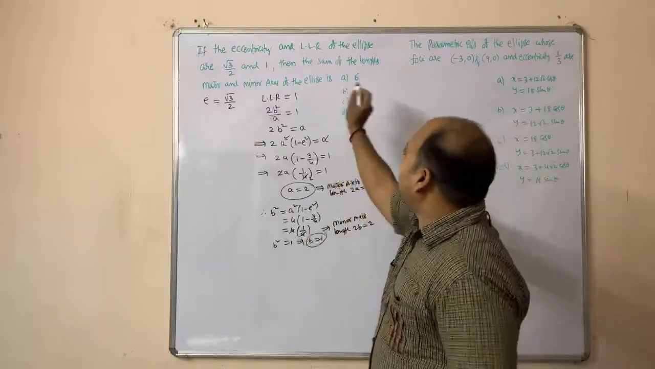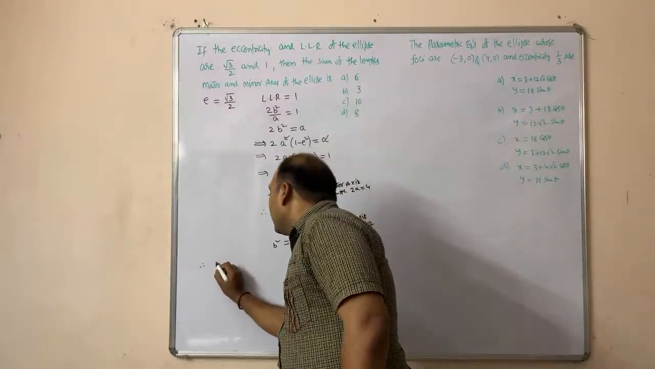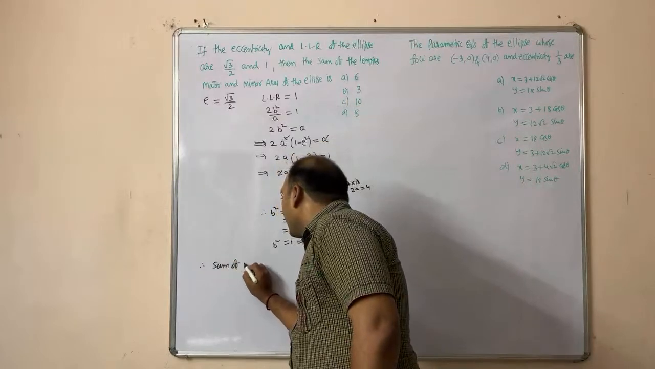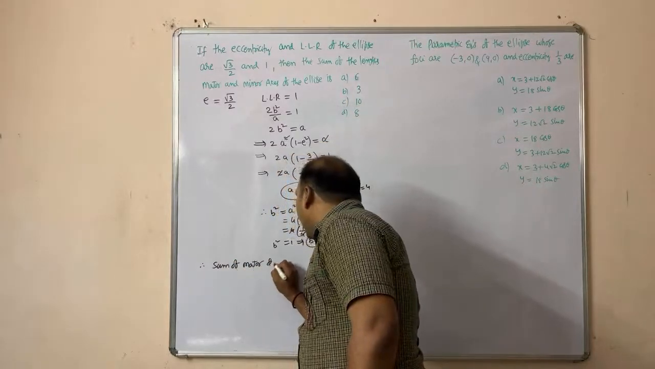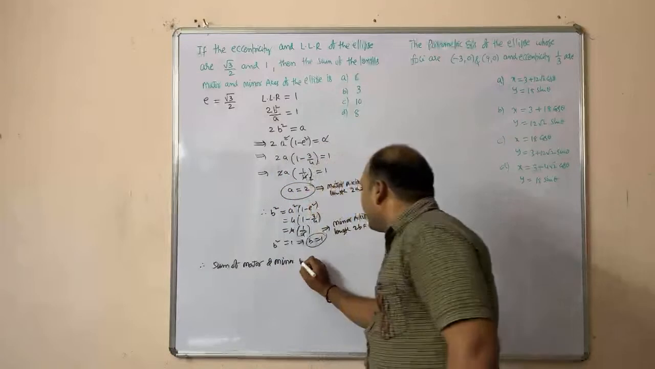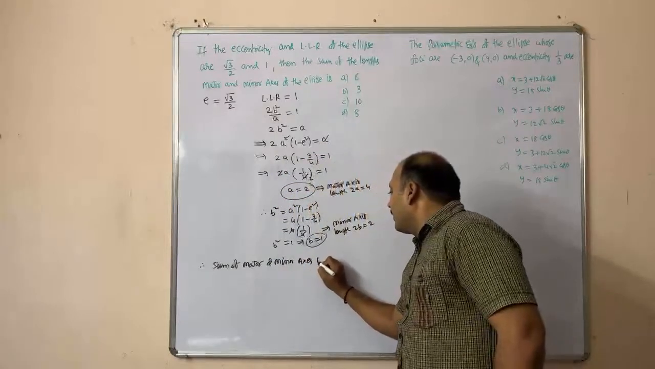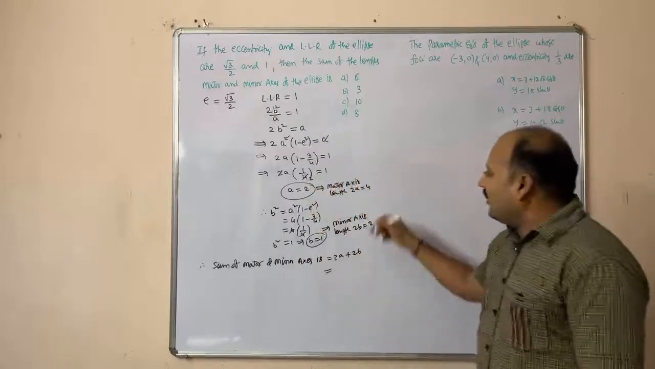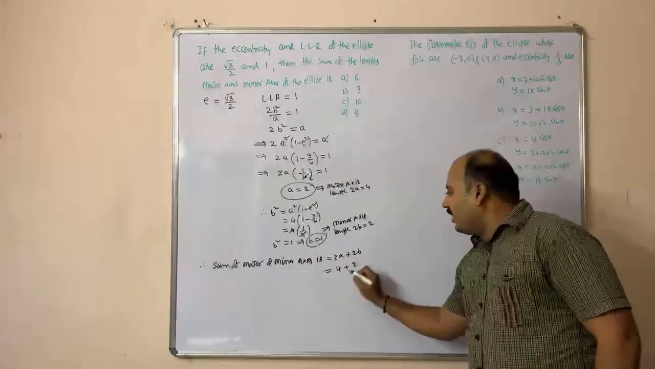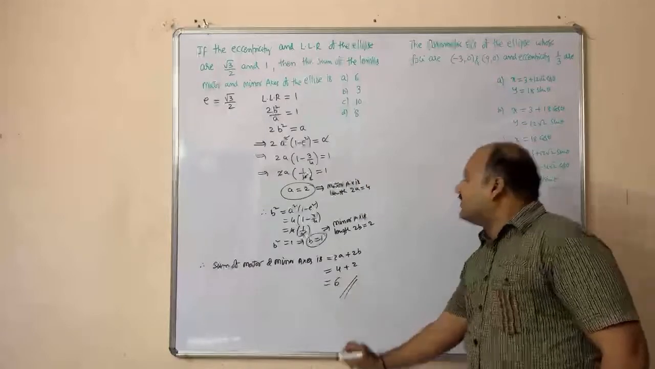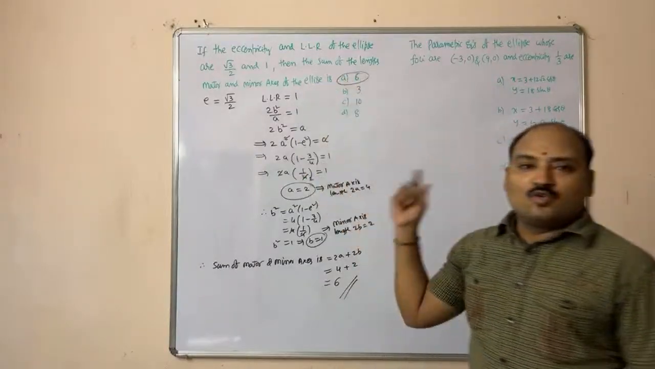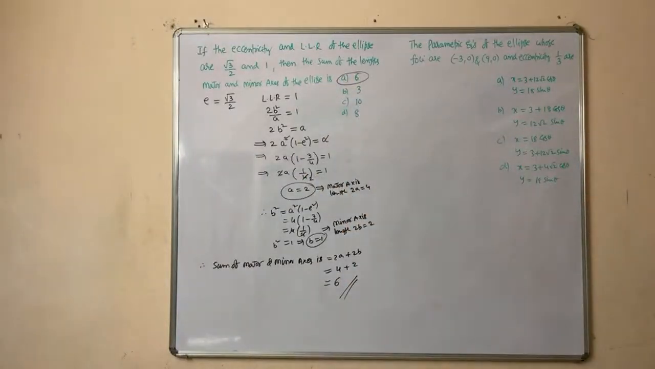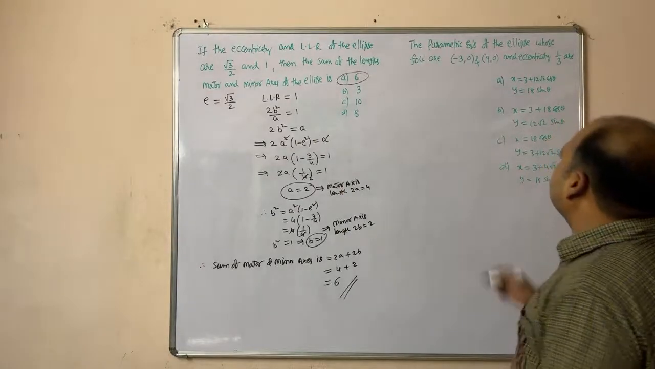So therefore they are asking the sum of the lengths of major and minor axis, which is 2a plus 2b. That is equal to 2a value 4 plus 2b value 2. So 4 plus 2 is equal to 6. It is there in the first option, dear students. I hope you understand. We'll move on to another set of questions.